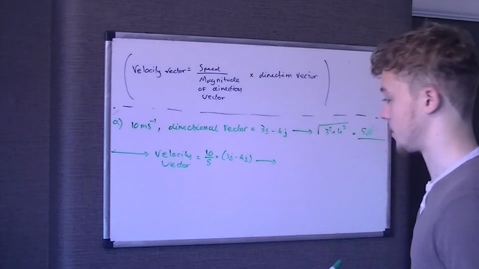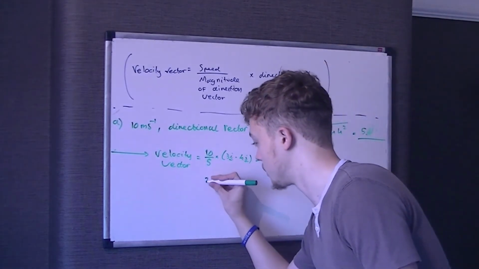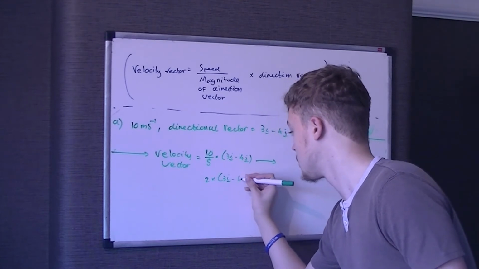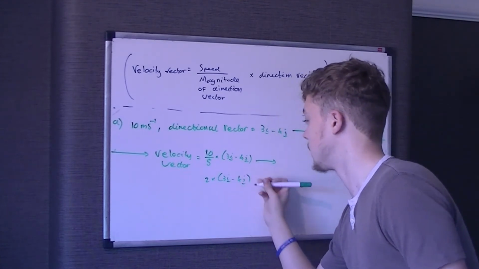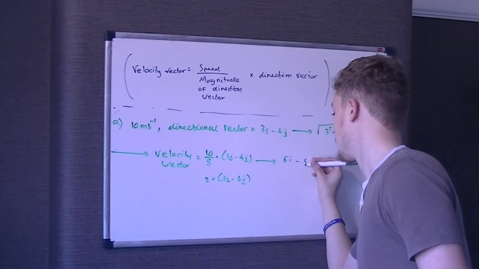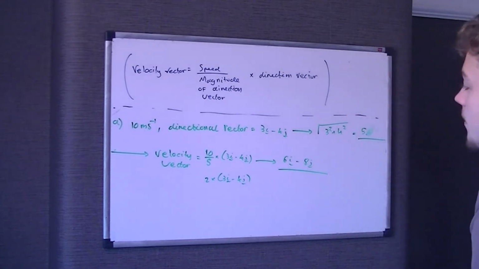So therefore, you expand this out. Now I'm just going to assume that will just change to 2. So I just write 2 underneath it times that. I'd have to write it out twice, but obviously you would if you were in the exam. So expand that out so you get 6i, take 8j. And that would be your velocity vector.